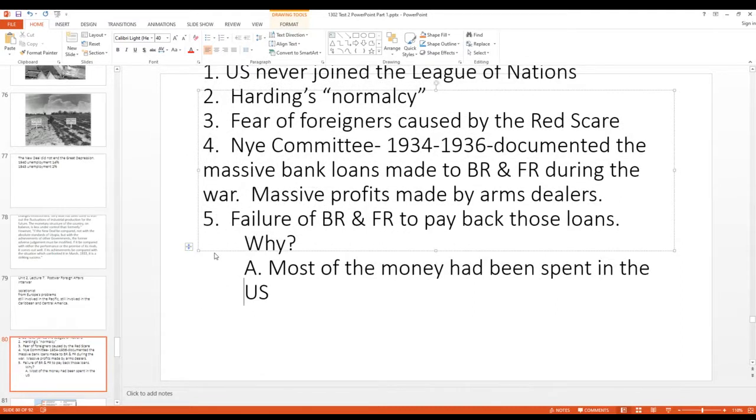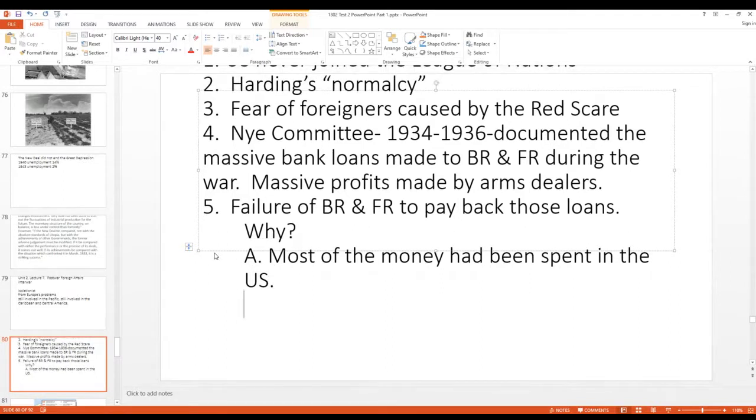Well, first of all, most of that money that we had loaned Britain and France had turned around and spent that money buying stuff from the United States. And so they felt it was a little unfair that we would give them money, which they would buy stuff from us, and now they have to pay that money back.